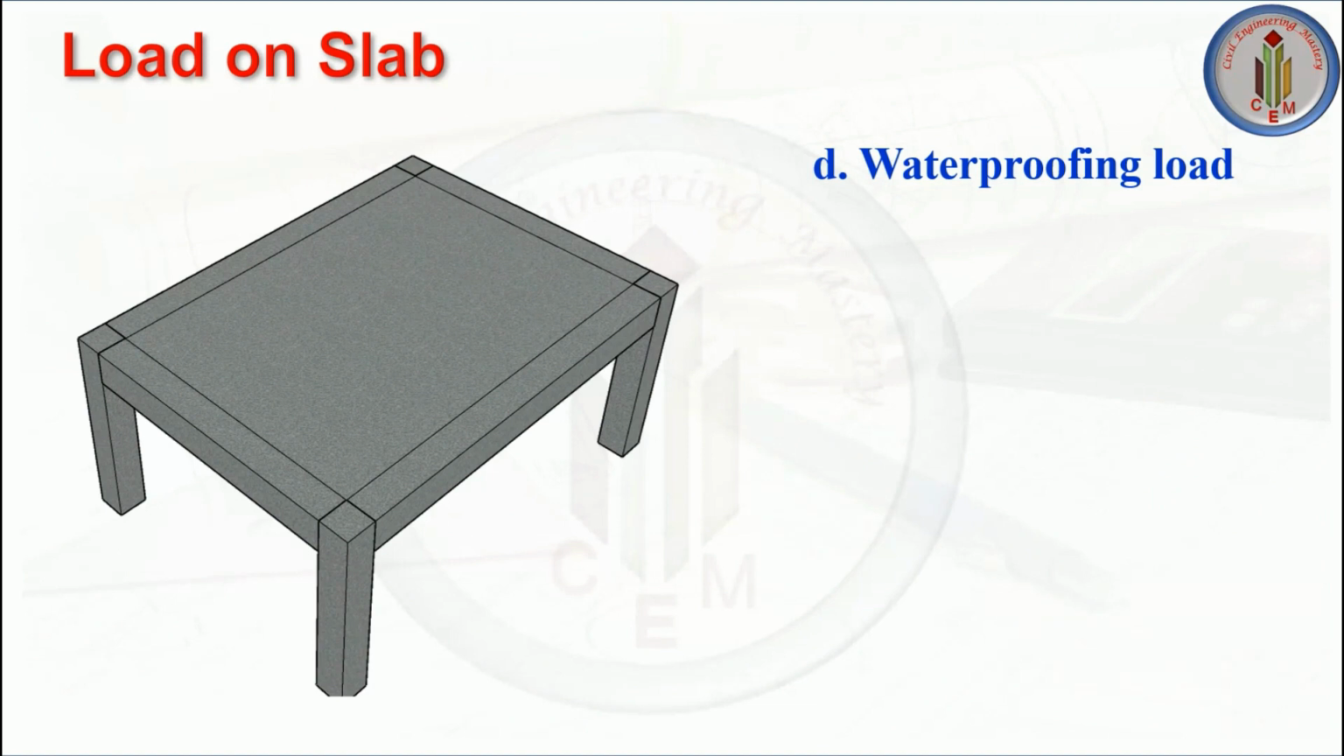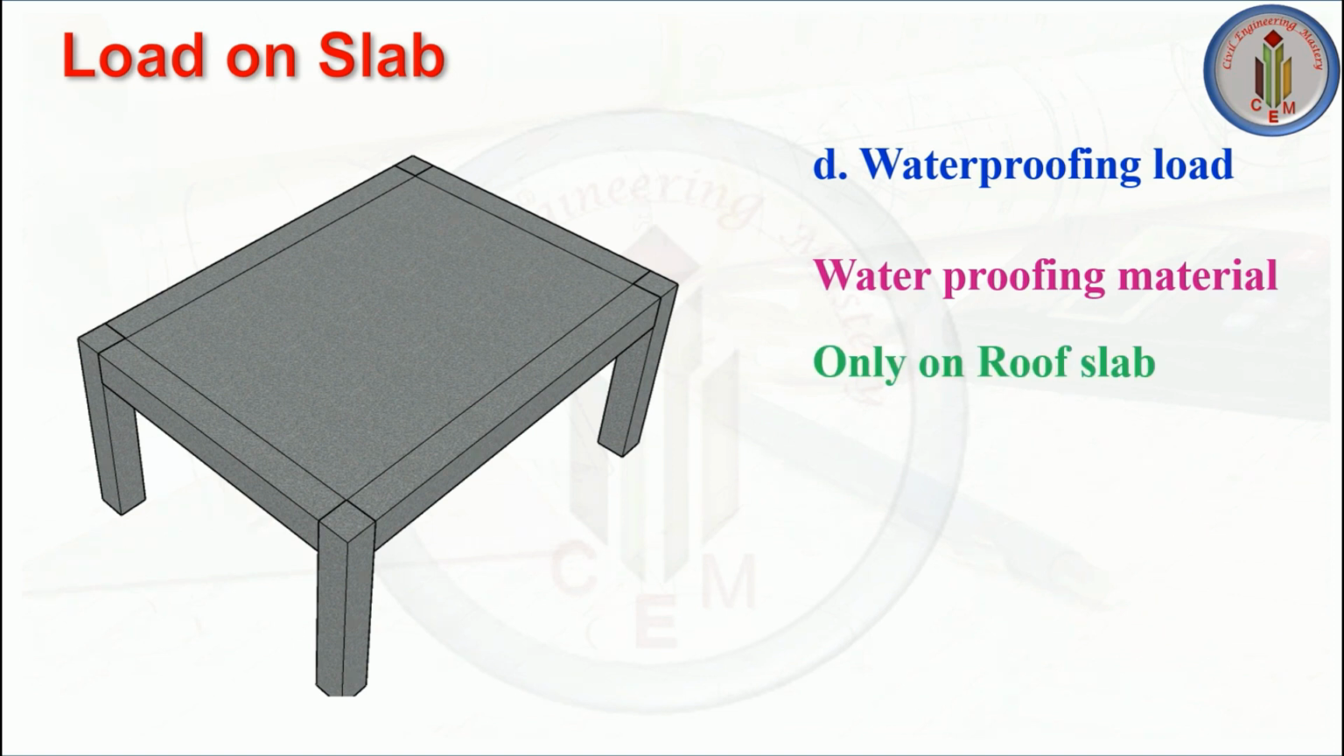Next one is waterproofing load. Depending on the waterproofing material, we need to consider this load. This is applicable only on roof slab. For example, if you are constructing G+3 floors, G+4 floors, it will not come in the middle floors. Only on the terrace floor we apply this waterproofing. So on the terrace floor only we need to consider this waterproofing load. We consider 1 to 2 kilonewton per meter square generally as a waterproofing load on roof slab.